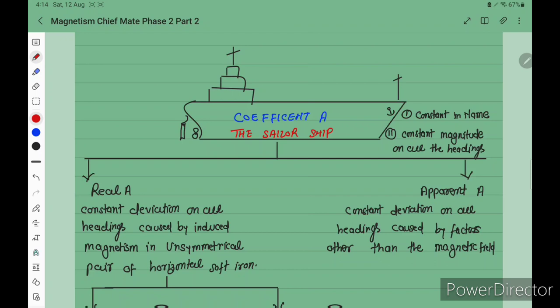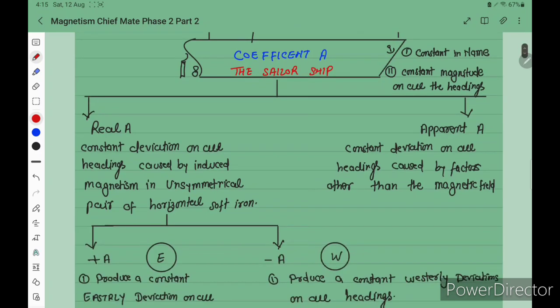Generally they don't ask coefficient A directly, but sometimes they do ask directly, and sometimes in another way. So coefficient A is the deviation which remains constant in name as well as magnitude on all the headings, and can be further divided into real A and apparent A. We will discuss later how they ask, because when we solve the past papers you will understand how they ask coefficient A.